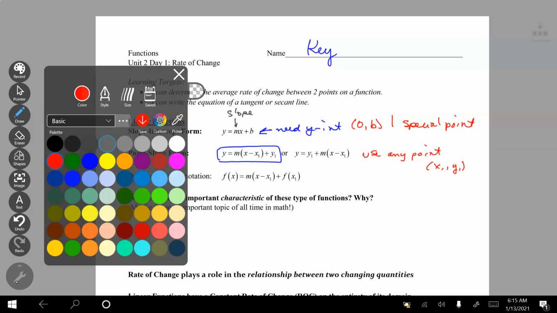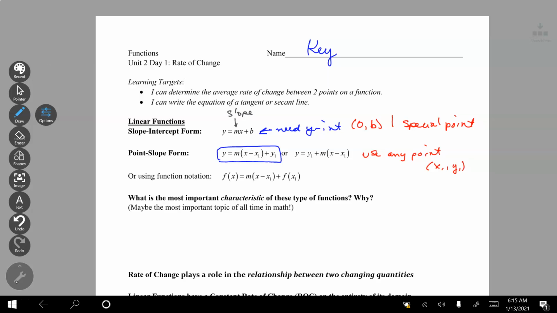And if we really extend it a little bit farther, I could write it with function notation like this, where the y1 value is just the value of the function when I plug in x1. So just because I don't give you a y1 value doesn't mean you can't find it. You might have to plug x into the function to figure it out.